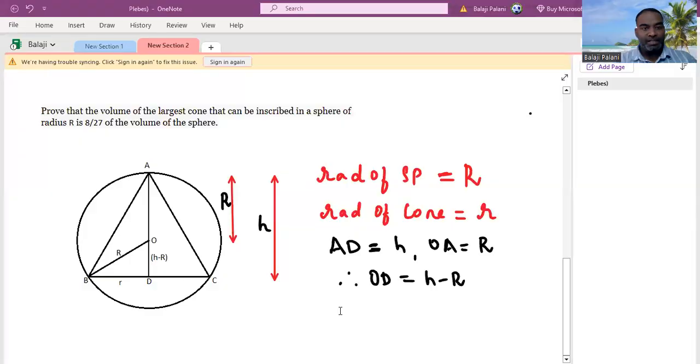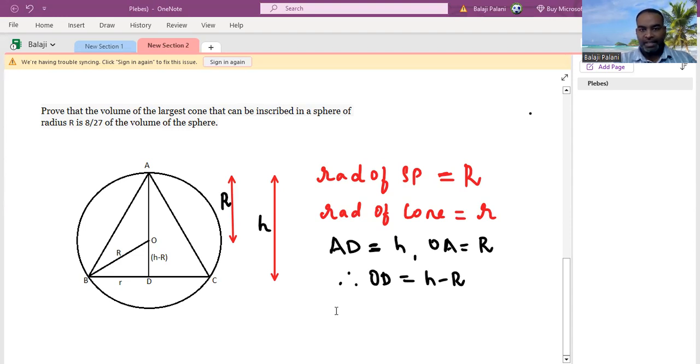Hello. Today we are going to see the most dangerous question of maximum and minimum in the application of derivatives chapter from Class 12 CBSE. Let's quickly get into the question. So I have the question here. Prove that the volume of the largest cone that can be inscribed in a sphere of radius capital R is 8 by 27 volume of the sphere.